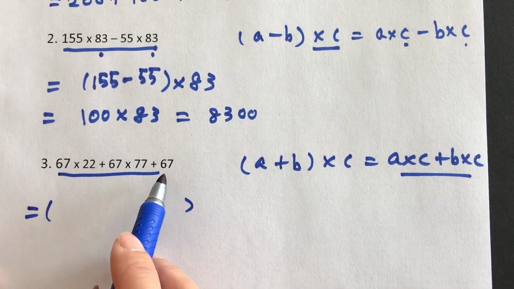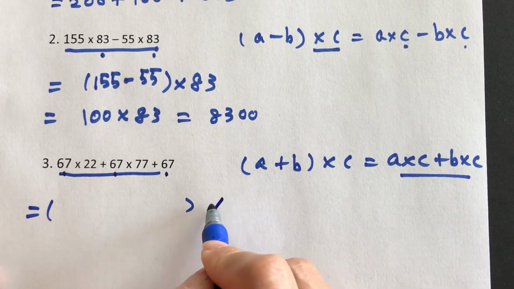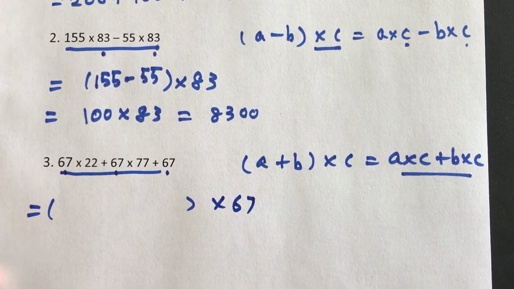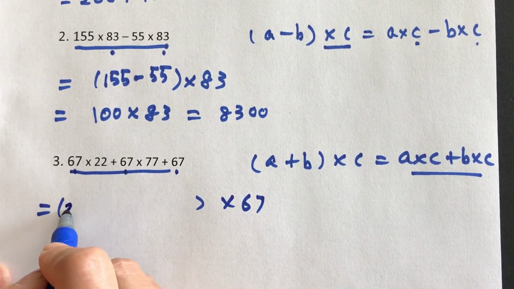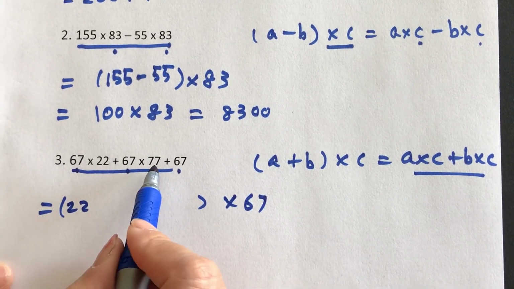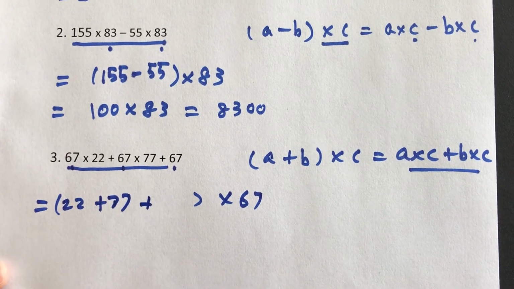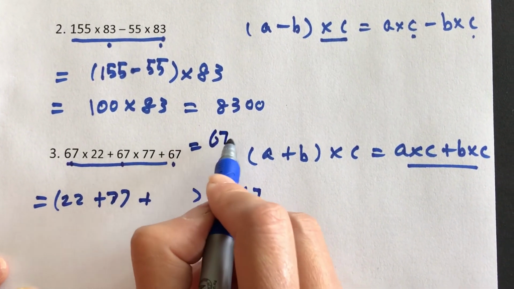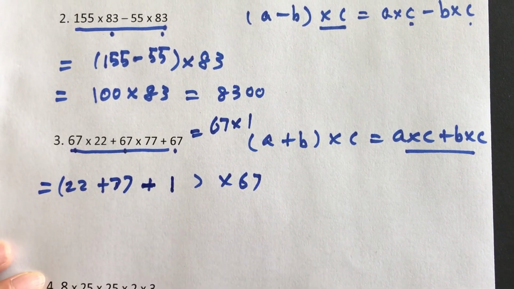We can look at this one. The common factor is 67. So 67 is going to go on the outside. What's left is going to go in the bracket. The first term you have 22. The second term you have 77. The third term, 67, is 67 multiply 1. So 1 is going to go in the bracket.